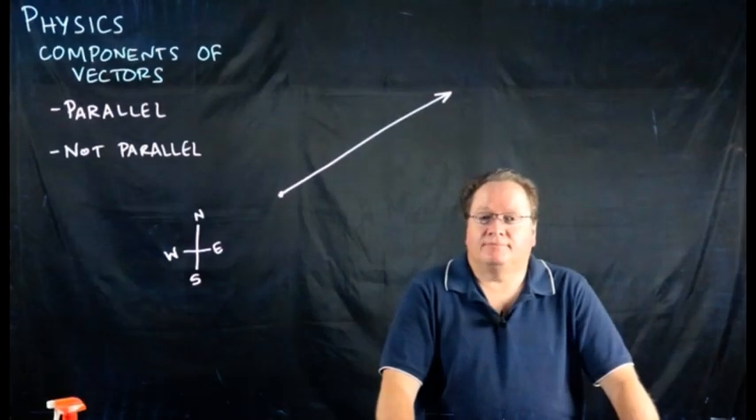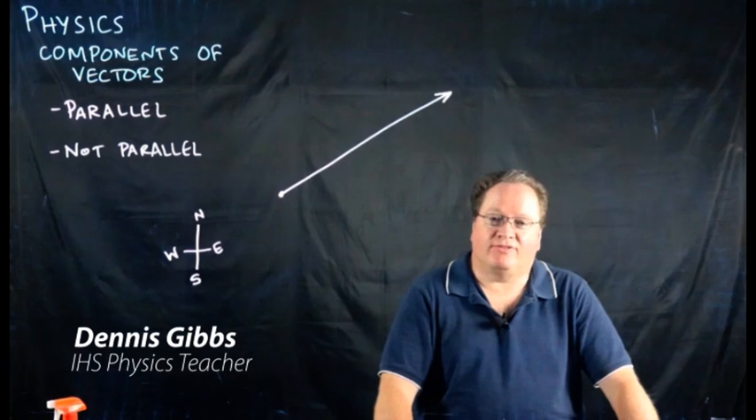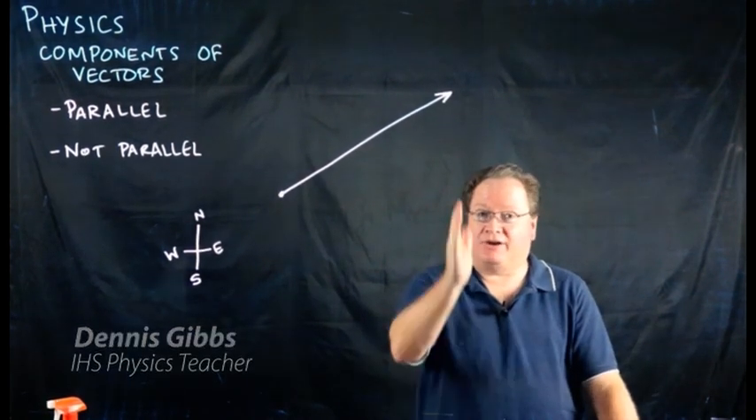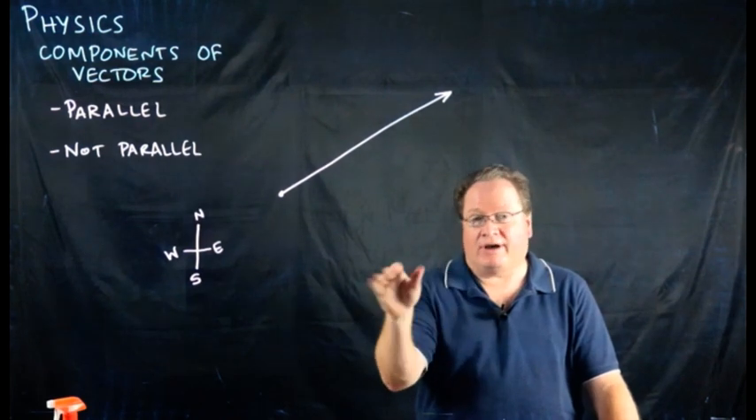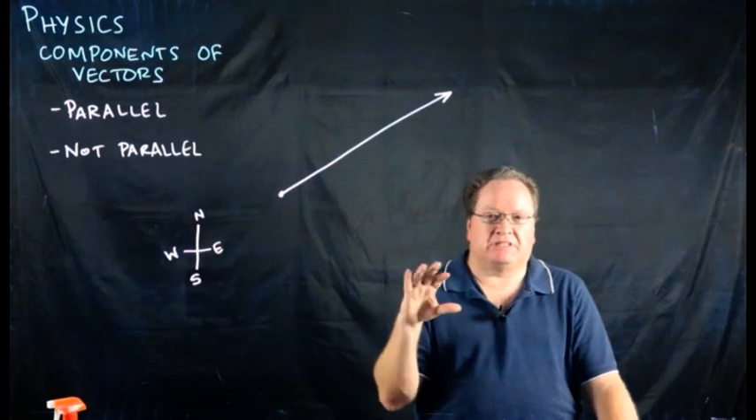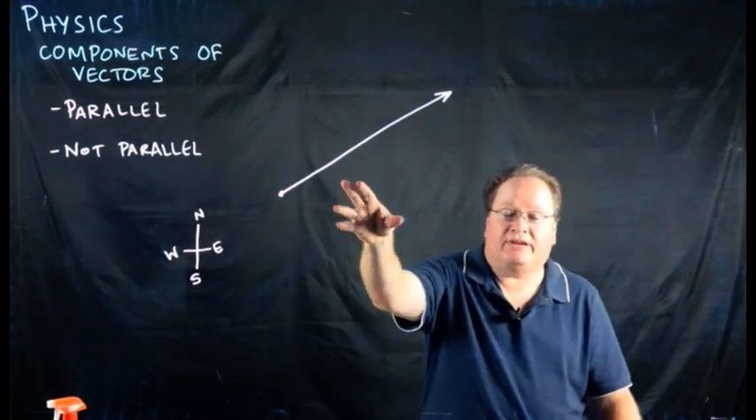Hello again. So today what I want to talk about is how we handle vectors that aren't going straight up and down. So it's not north, it's not south, it's not west or east. Basically the vector is somewhere in between, kind of like the one that's on the board here.